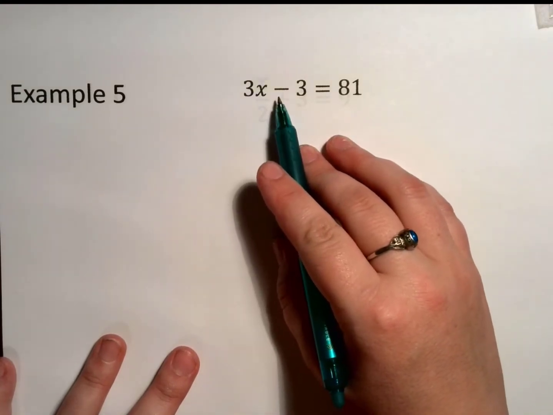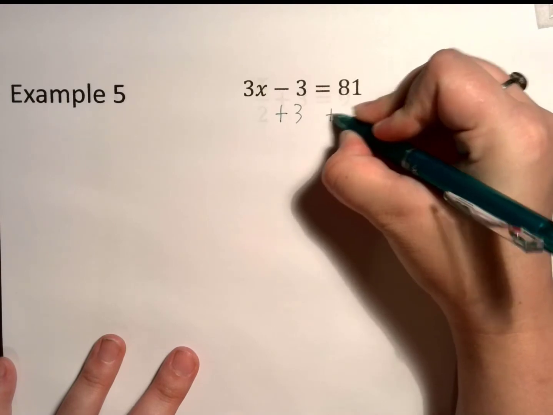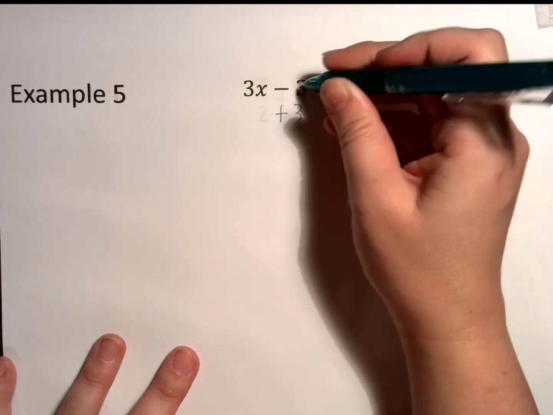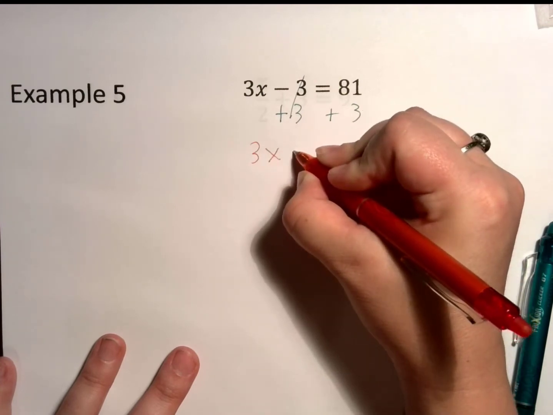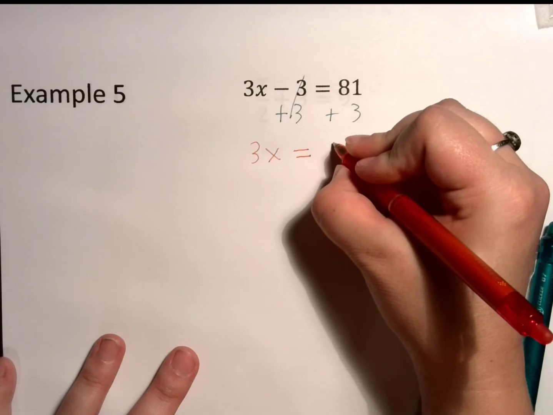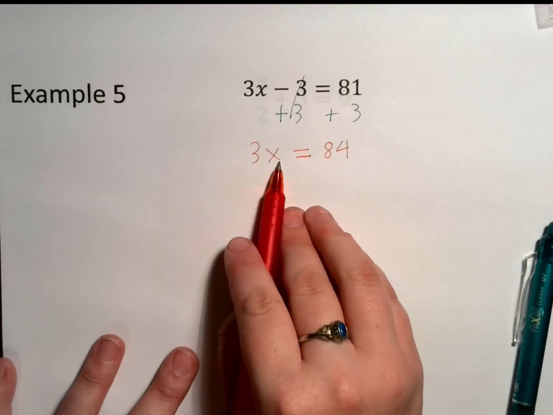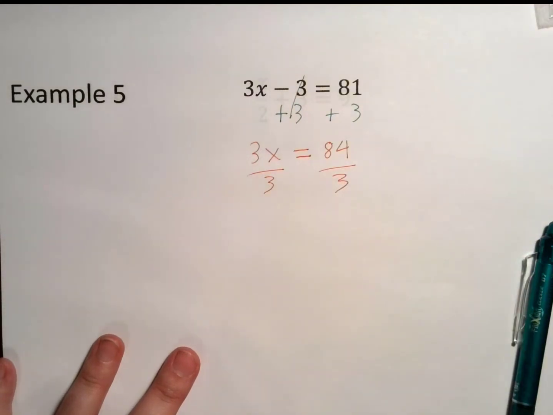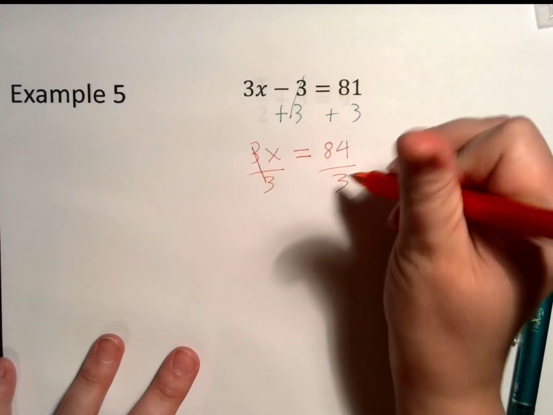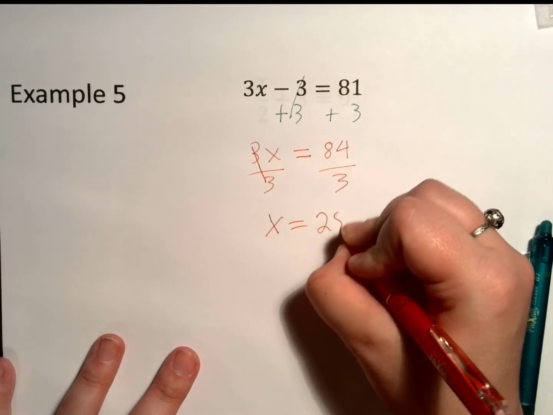So, our 3 is subtracting from my variable. So to undo it, I'm going to add. These cancel out, and I'm still left with 3x is equal to 81 plus 3, which is 84. Okay, now we have 3 times x, so we're going to divide to undo the multiplication. 84 divided by 3 is 28.